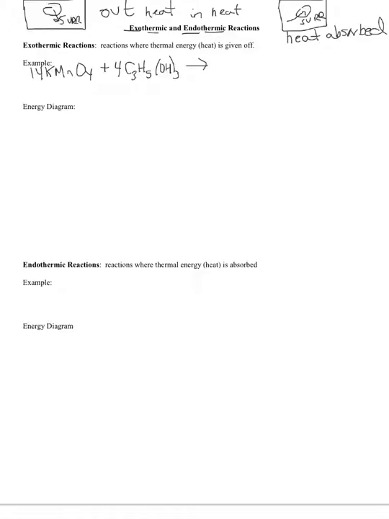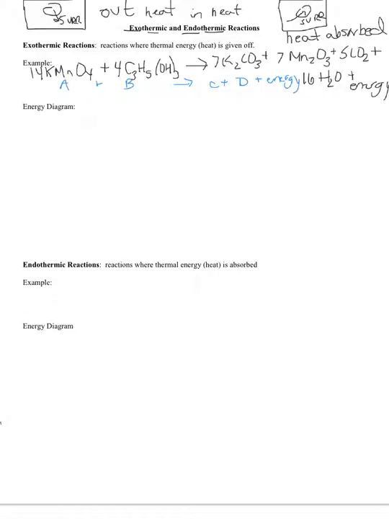And then the products of our reaction are going to be 7 potassium carbonates, K2CO3, and you're going to have manganese oxide, and we're going to have 7 of them, Mn2O3, and 5 CO2s, and 16 waters, and energy. All right, lots of big compounds there. What if we wanted to just simplify it a little bit and use letters from the alphabet? We'd have something like A plus B gave us C plus D plus some more plus energy. It's kind of the real generic form, right? But we have our actual example there.